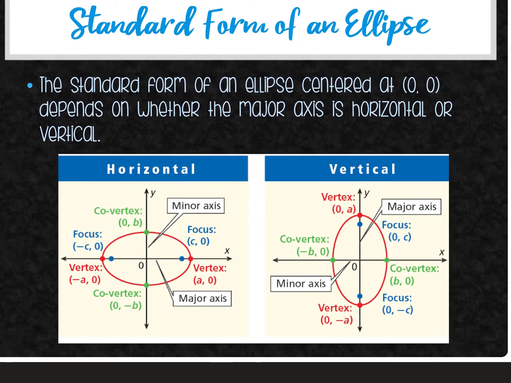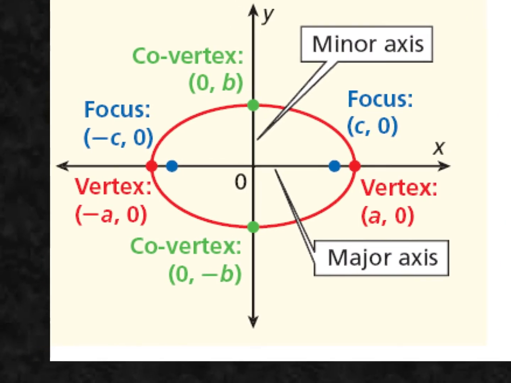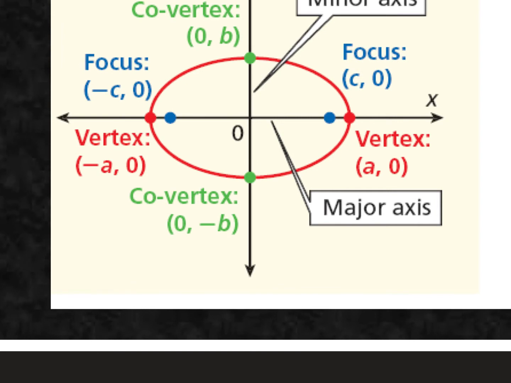The standard form of an ellipse centered at 0, 0 depends on whether the major axis is horizontal or vertical. So here is the most informational picture we have. These are our focus points, these blue dots. They're always on your major axis. So whatever the longer one is, that's where your focus is. In all of our equations, we're going to have to find what A is, what B is, and what C is.